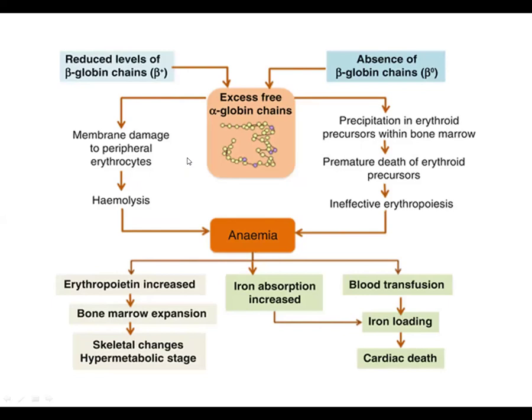Also, when these alpha globin chains precipitate, they lead to membrane damage in the peripheral erythrocytes, or the peripheral RBCs, and this results in hemolysis of these RBCs within the spleen. This is the reason for anemia. Because of anemia, compensatory erythropoietin is increased. This results in expansion of bone marrow, and this results in skeletal deformities in thalassemic patients.